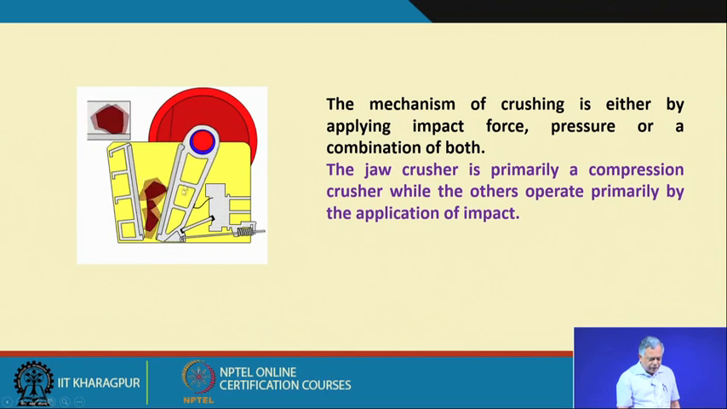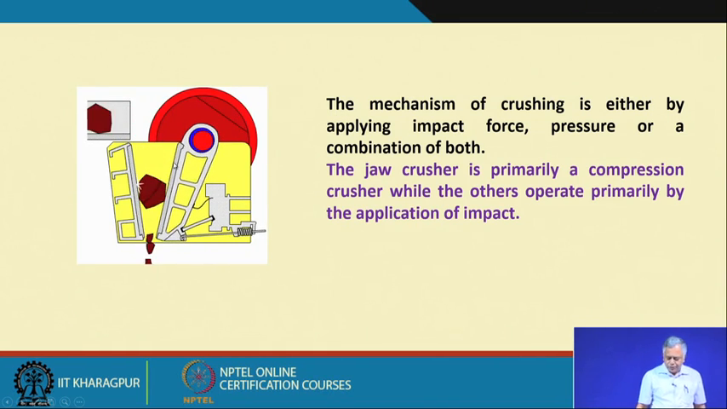And this is a swinging jaw, and you will see that it is pivoted here, and then there is a flywheel which is helping it to move across.